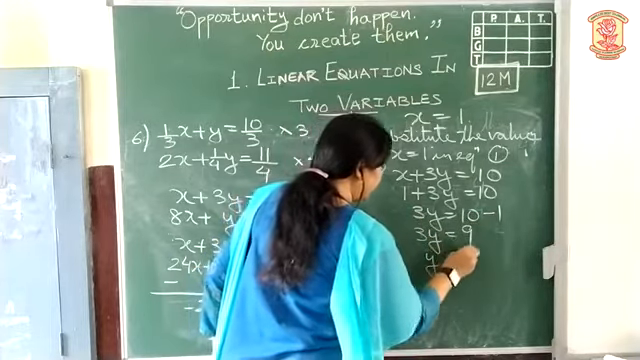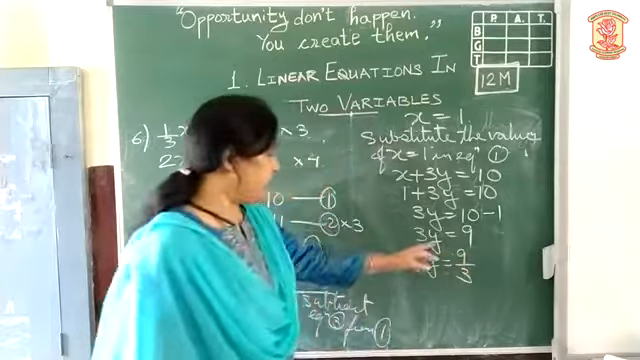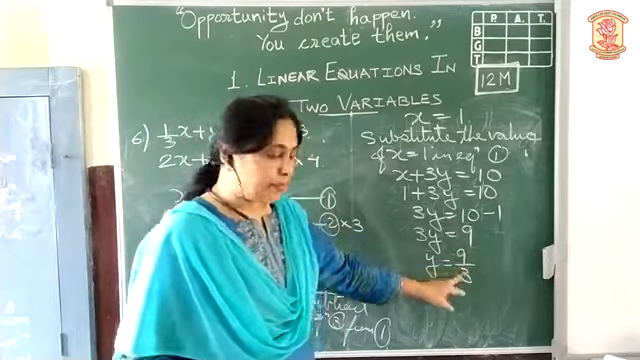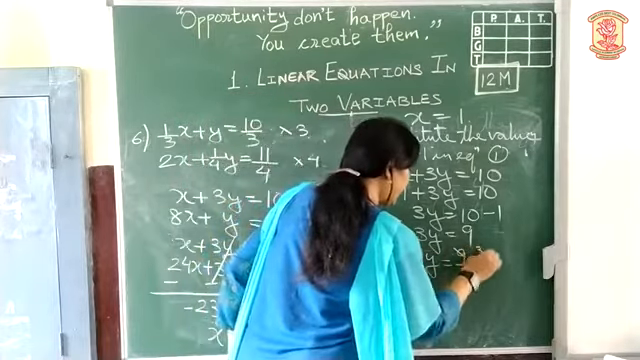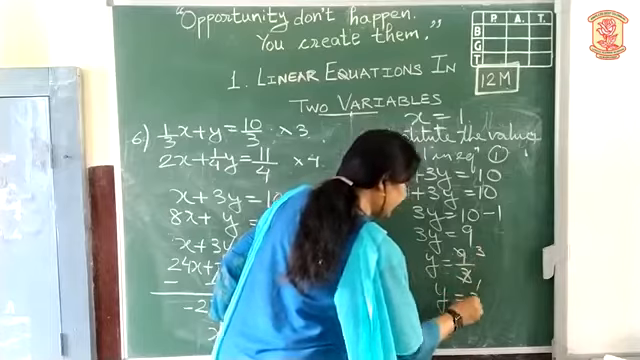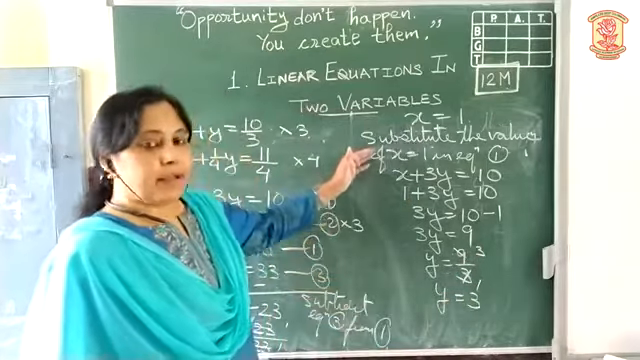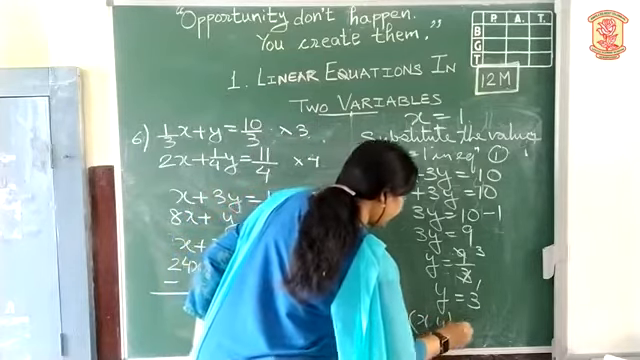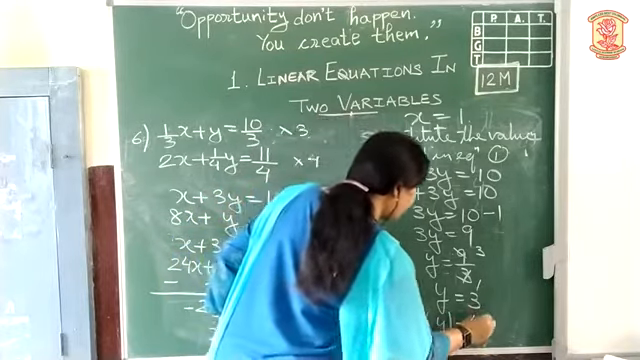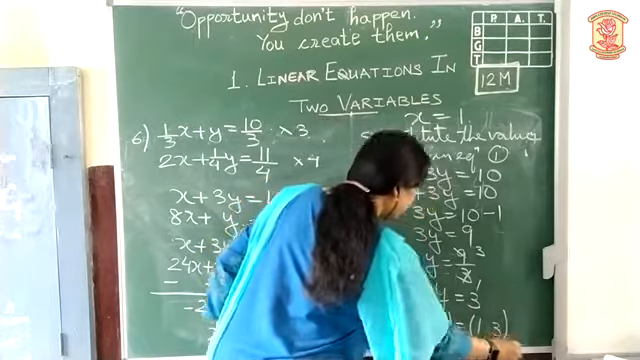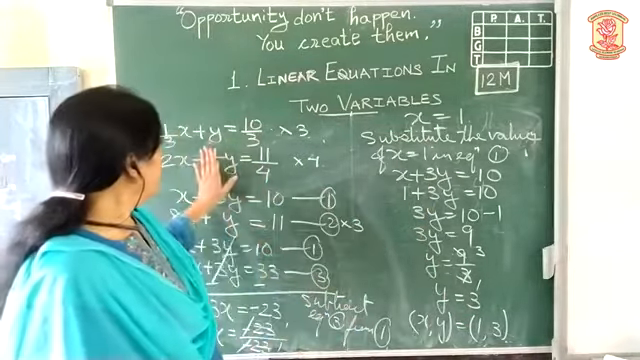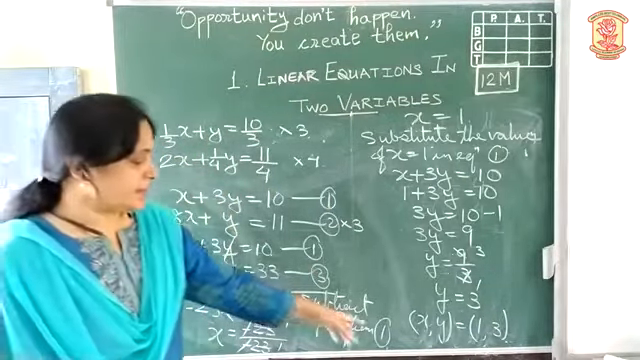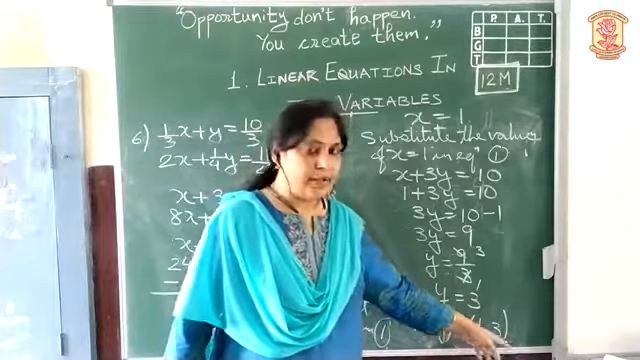So y will be 9 upon 3. y is multiplied by 3, so when 3 goes on the right side, it will be 9 divided by 3. 3 1s are 3, 3 3s are 9. So the value of y is 3. So the solution for the given equations is x, y. What is the value of x? 1, and that of y is 3. So this is the solution for the equations. That is problem number 6. The answer is x, y is 1, 3.